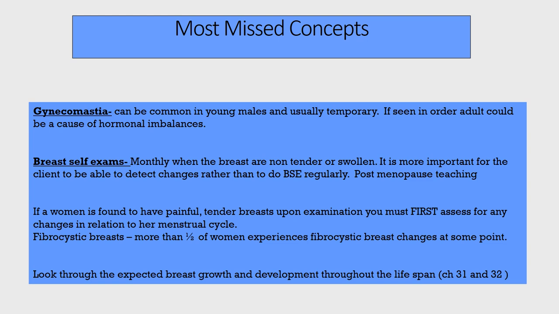And then I also just put a note on here at the bottom to make sure you go and look through the normal growth and development through the lifespan. So your chapters 31 and 32, talking about development in young adults and adolescents, breast development, and then also any sort of changes that you expect to see in an older client as well. So make sure that you don't just know for a young, healthy, normal adult, but throughout the lifespan.